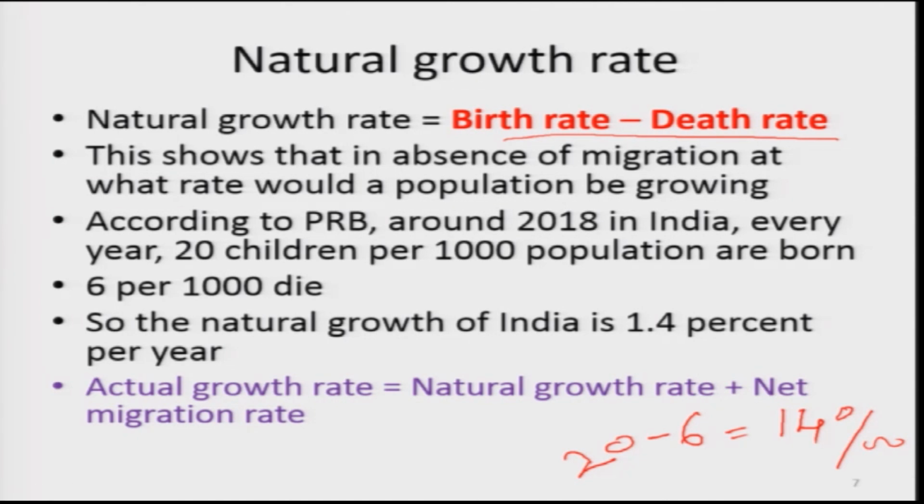To express this in terms of percentage, you can say that the natural growth of India is 1.4% per year. Actual growth rate of a population would be natural growth rate plus net migration rate. So, if net migration rate is positive, means more people are coming than the number of people that are leaving the country, then the actual growth rate would be higher than the natural growth rate, and otherwise it will be lesser than the natural growth rate. Natural growth rate of the world population will be the same as the actual growth rate of world population, because there is no migration.